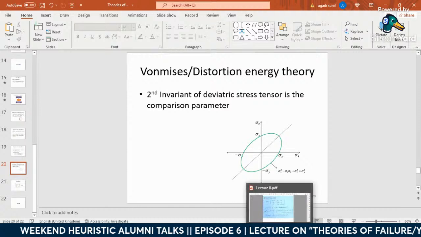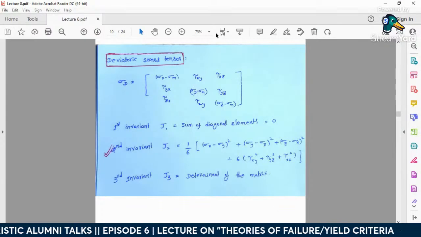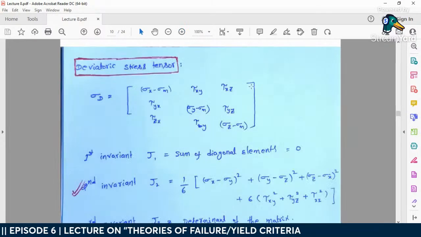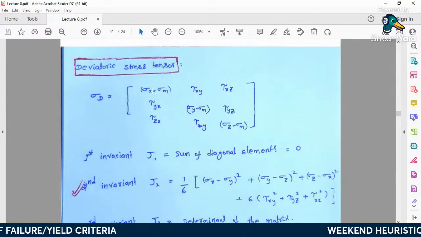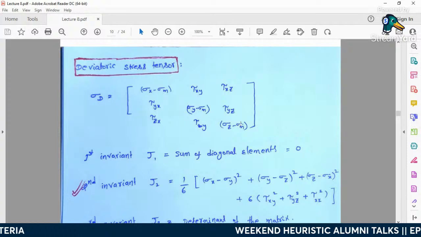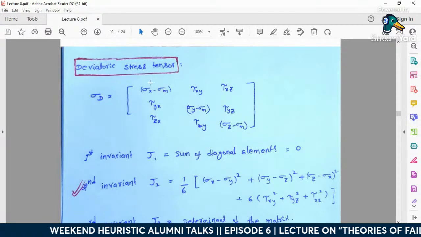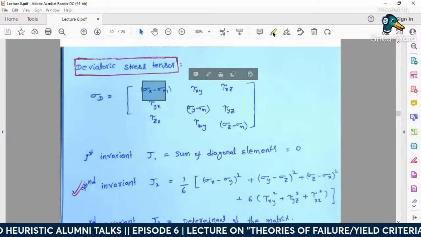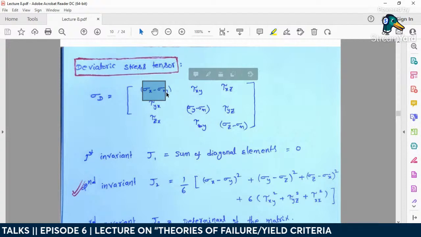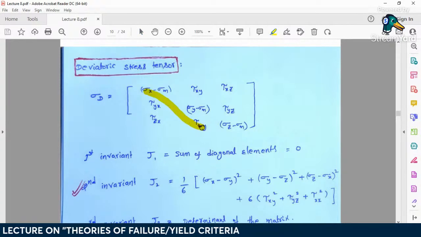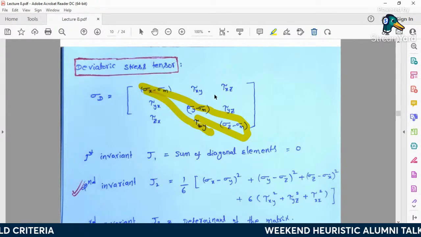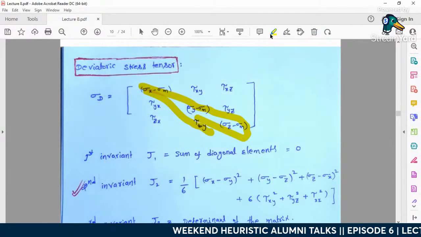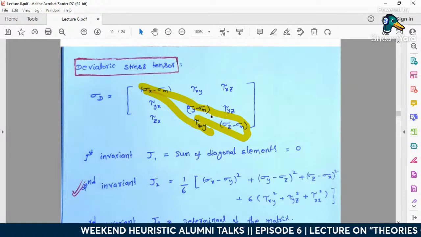So I will show some equations. I hope it is clear, right? So this is the deviatoric stress tensor. Earlier it will be like only sigma x, sigma y, sigma z. But if you want to get only the deviatoric portion, what you need to do? From the diagonal elements, you need to subtract the average value.